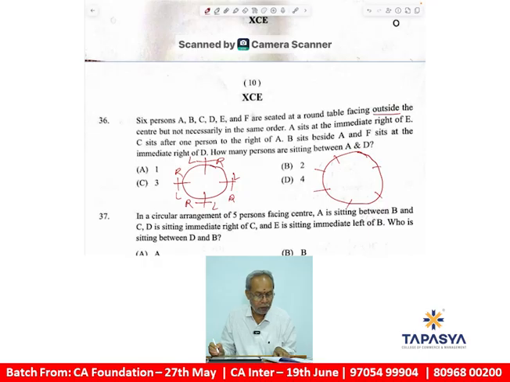Right. Now what is the first condition he has put? A sits at the immediate right of E. So immediate right means you can take right of E. If I take E here, the right will be A here. Next, C sits after one person to the right of A. So C sits after one person means whoever may come here, C will sit here, one person right of A. B sits between A and F.